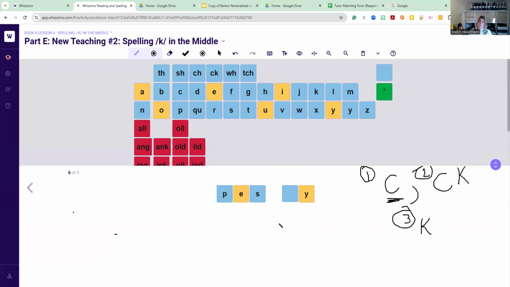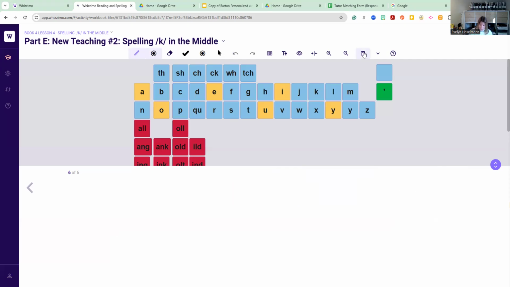Let's look at another word, pesky. Can we use a C here? No, we can't. This is a watch-out vowel. Can we use a CK? No, we can't. It's not right after a short vowel. So again, K saves the day. Pesky. All right, that's how we teach this section right now. I want to look really closely at a word like broken though.